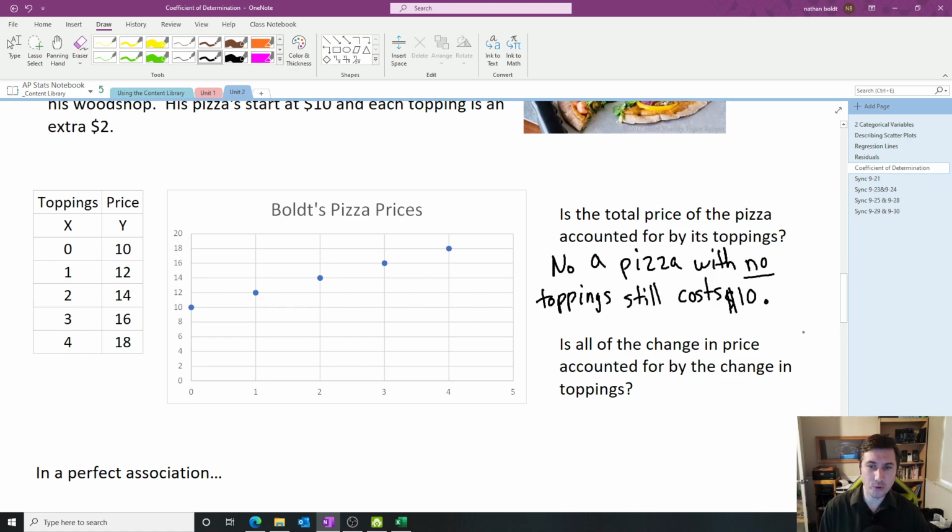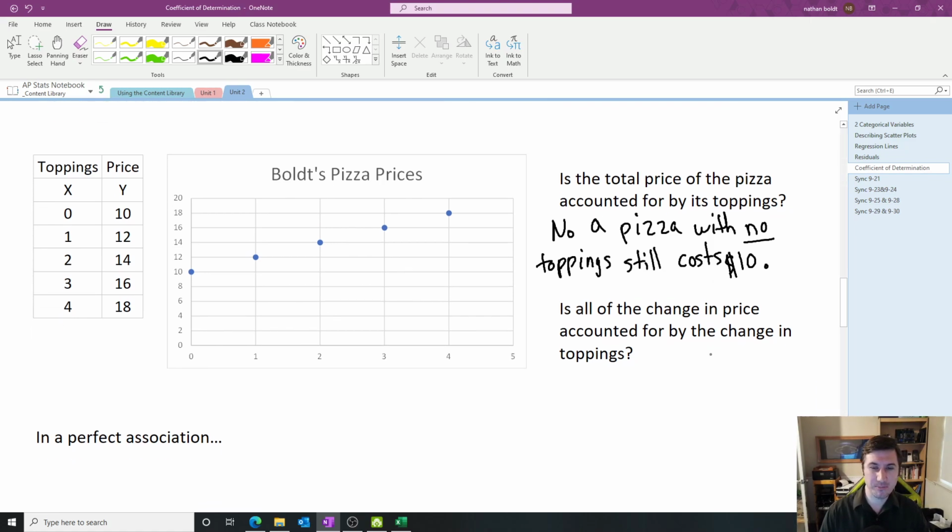All right, so the total price of the pizza is not completely determined by the toppings. There's other stuff involved. Now compare that with this question: is all of the change in price accounted for by the change in toppings? Okay, so we started out at $10 and then our price changes by $2 and goes up to $12. Is that completely explained by the toppings?